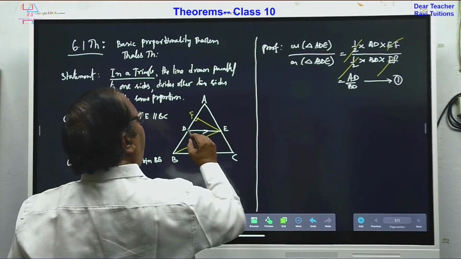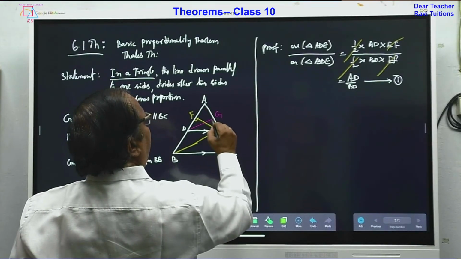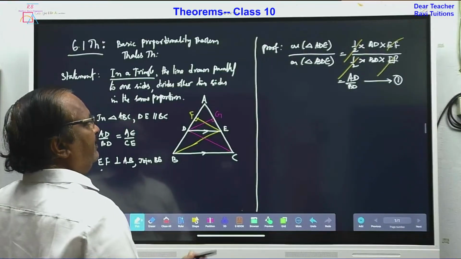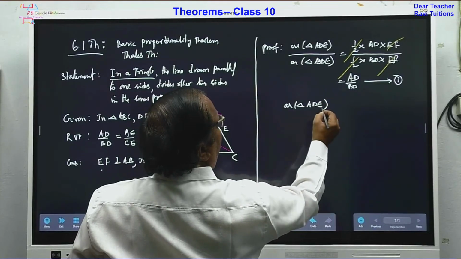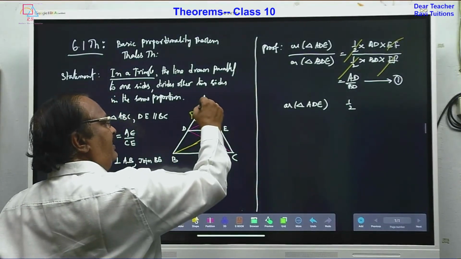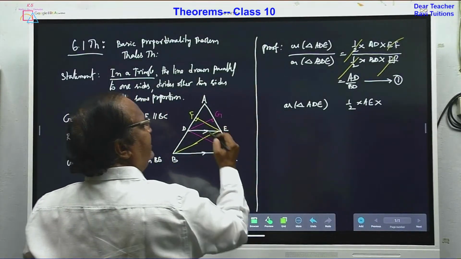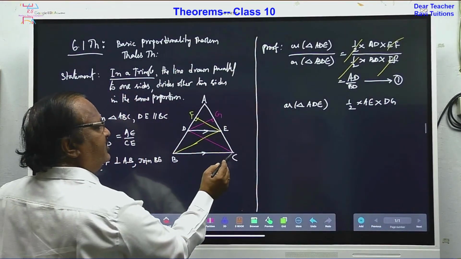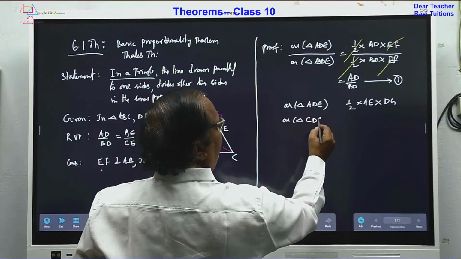So join, make a perpendicular DG, and join CD. So then same thing, area of triangle ADE is equal to half into, previously I have taken AD as the base, now I will take AE as the base, into AE into DG we will take, because half base into height.